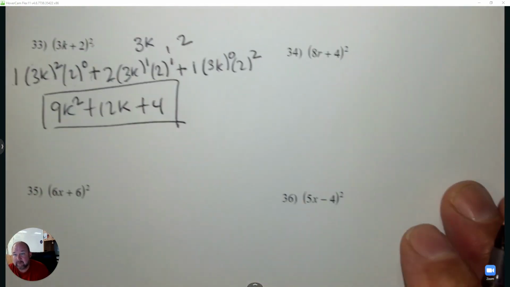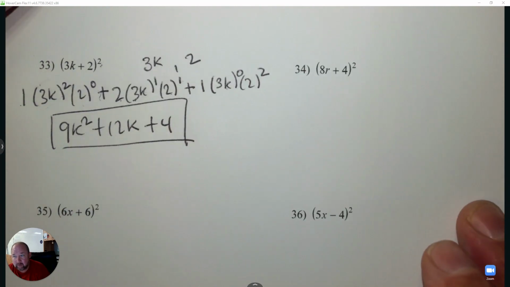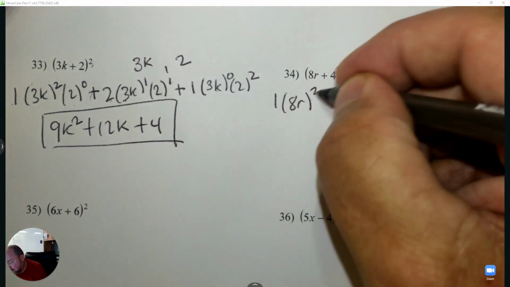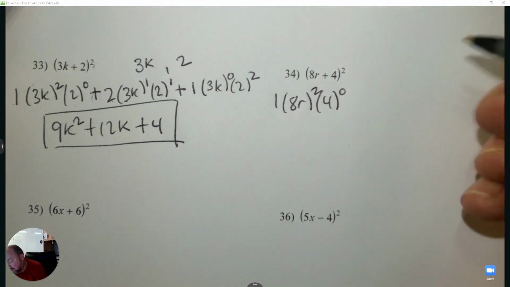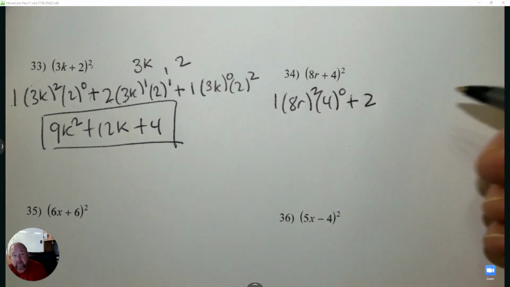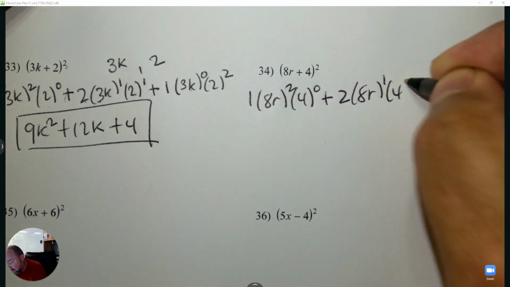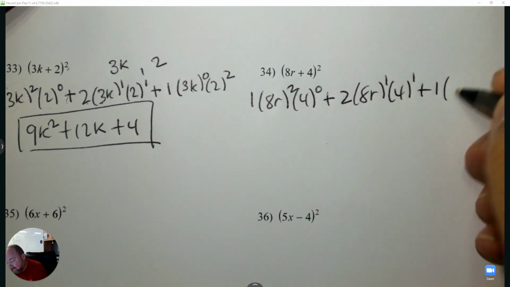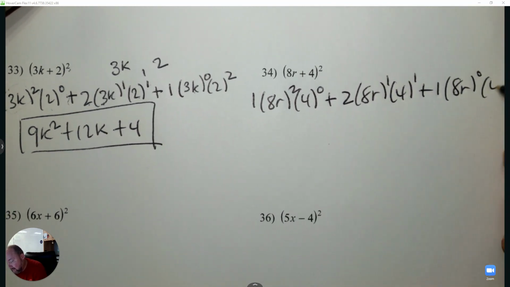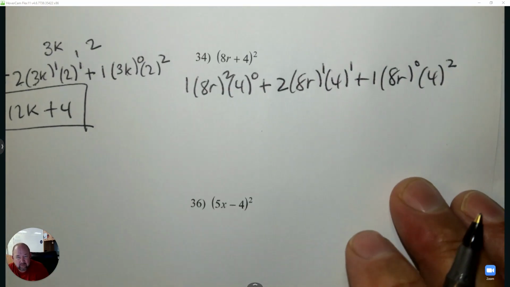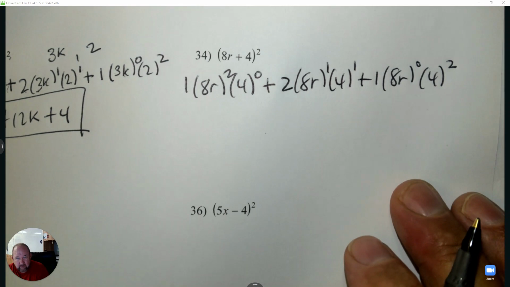So we're going to do the same thing for 34. Same numbers. We're going to start with 1. The first term is 8r, and it's going to be squared. Well, the last term to the 0. The next number is 2 in Pascal's triangle. Again, it's 8r to the 1 and 4 to the 1. And then 1, and then it's 8r to the 0 and 4 to the 2. So see a structure, see a pattern, and follow it.